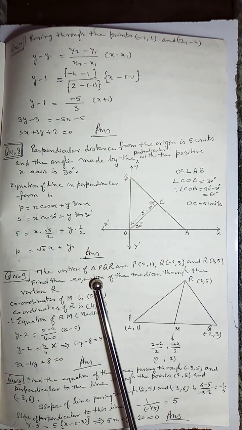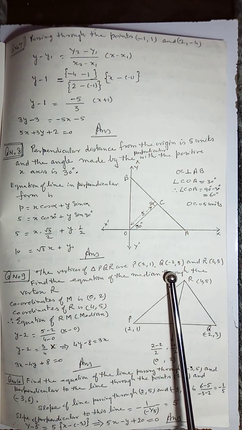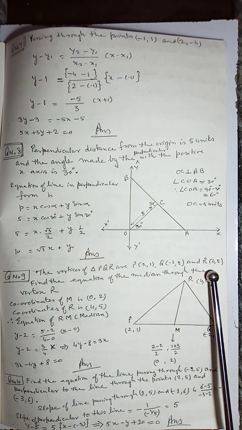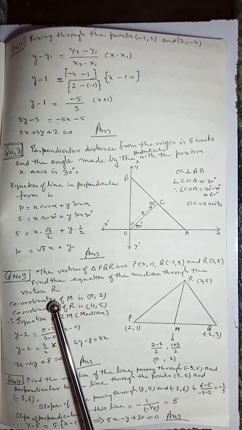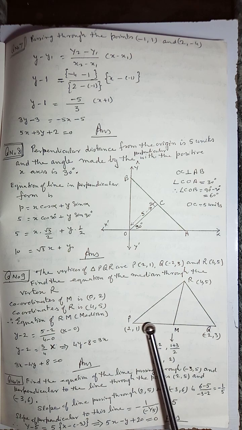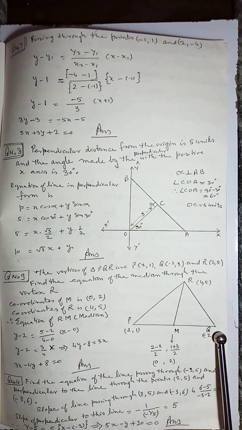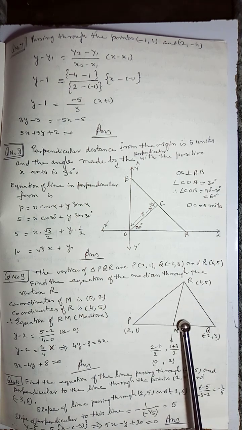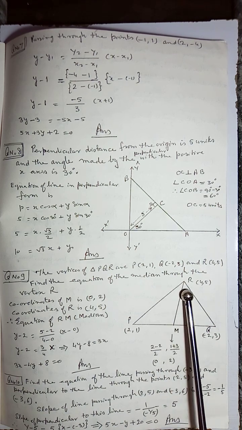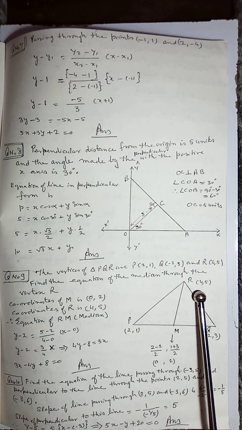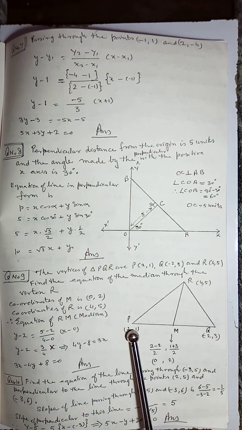The vertices of triangle PQR are P(2, 1), Q(-2, 3) and R(4, 5). Find the equation of the median through the vertex R. What is the median? First of all, let me tell you. The line joining the vertex and the midpoint of the opposite side is known as the median. So here the median has been drawn from the vertex R, whose coordinate is (4, 5). So first of all we have to find the midpoint of PQ.